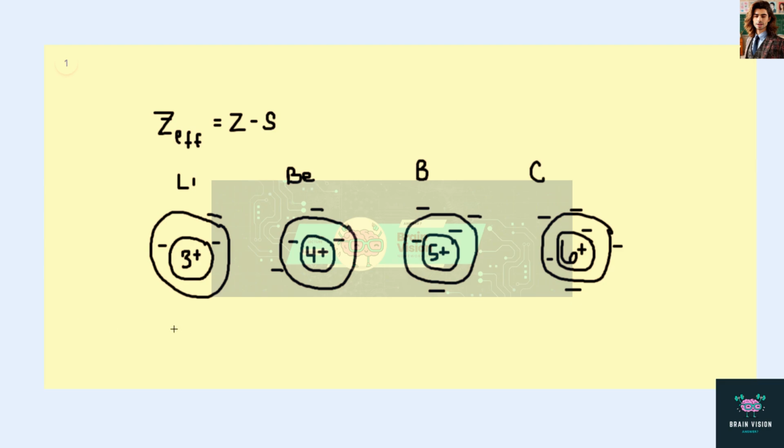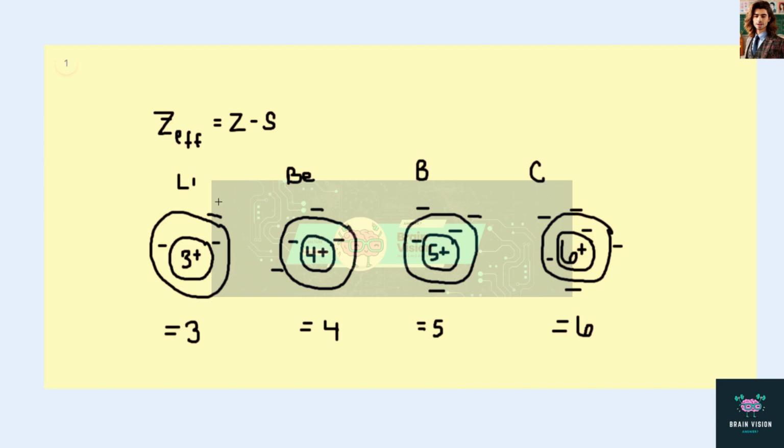Z effective is equal to Z, which is the charge of the nucleus. For lithium, that is 3. For beryllium, that is 4. For boron, that is 5. And for carbon, that is 6. It's all positive because the charge of the nucleus is 6 for the 6 protons, or 5 for the 5 protons, etc. Then let's look at the concept of shielding.